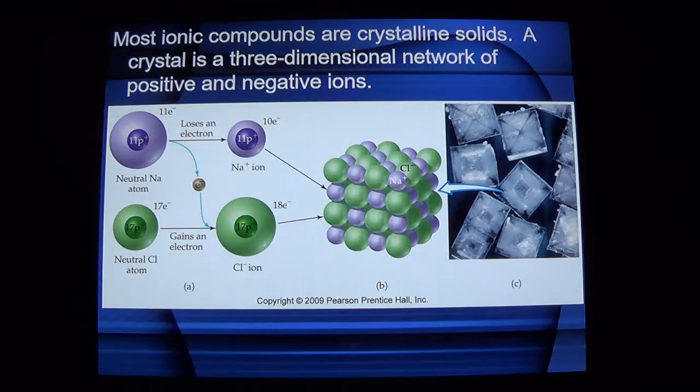Okay, so here's a really nice picture of how this would work for sodium and chlorine. Most ionic compounds end up as what we call a crystalline solid. That is, they not just make a solid, they make a solid that has a particular repeating geometric shape, a crystal. And a crystal is a 3-dimensional network of positive and negative ions.